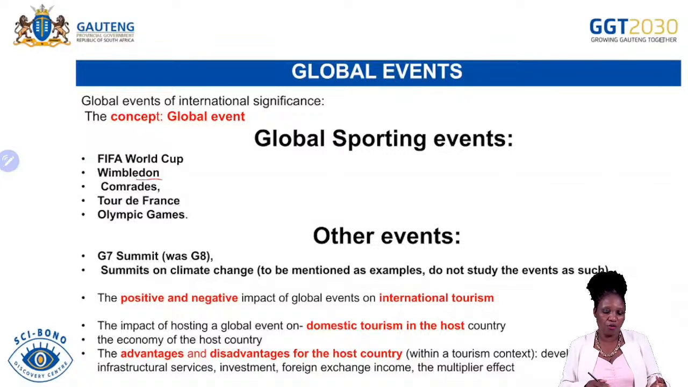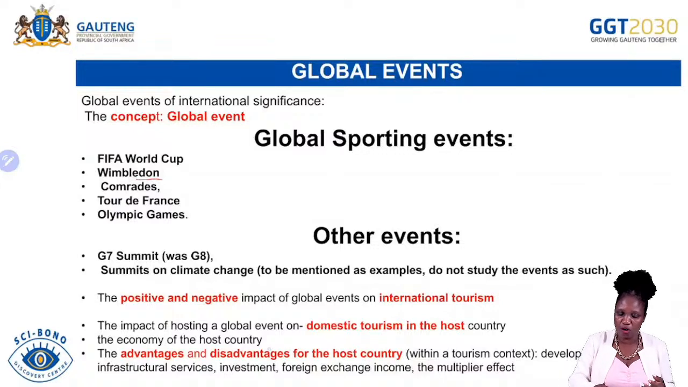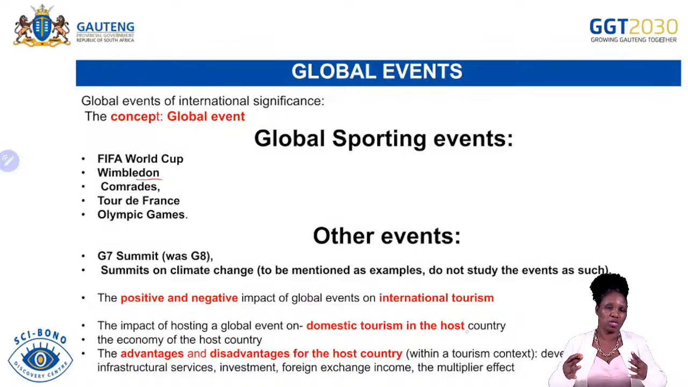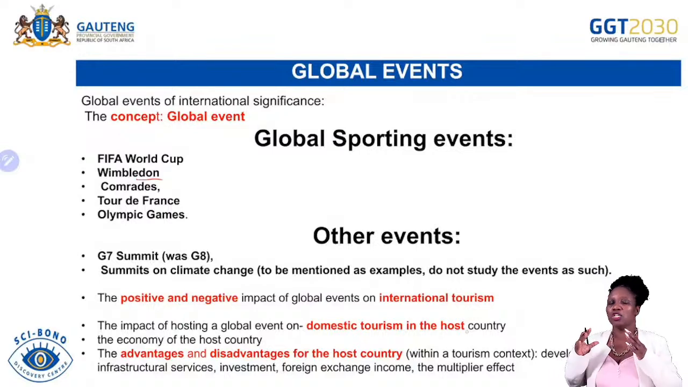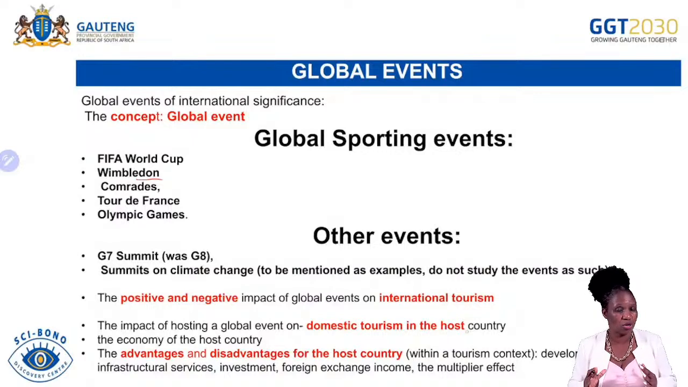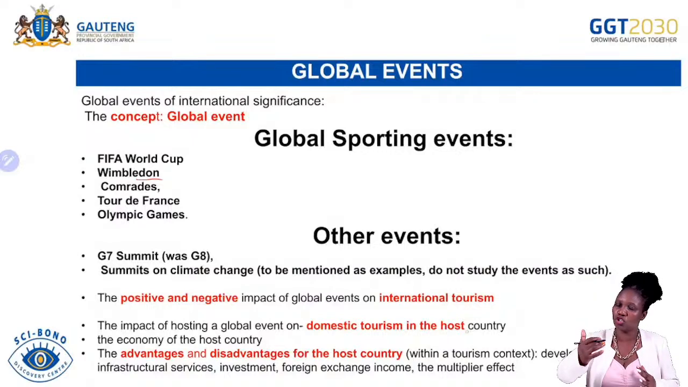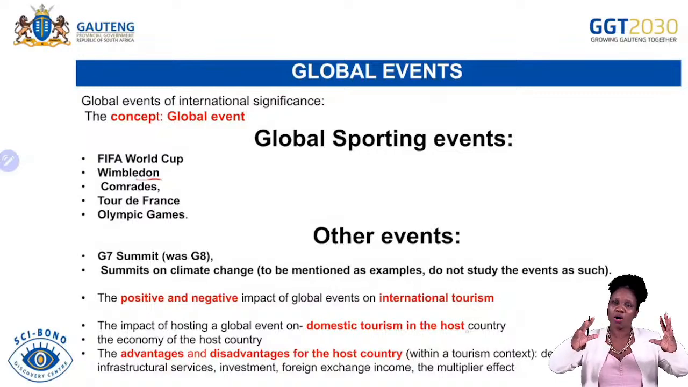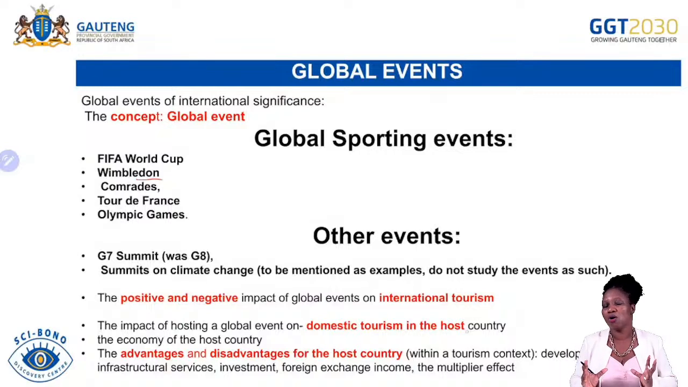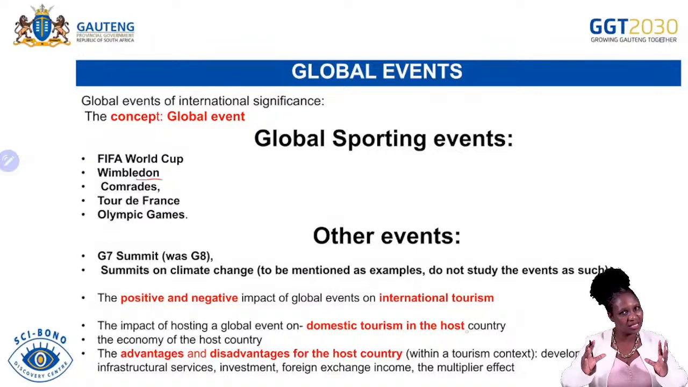Okay. All right. Then let's look at the impact of hosting a global event on domestic tourism in the host country. When we are looking at the domestic tourism, remember what domestic tourism is. Remember, I did this when we were in grade 10. When we're talking about domestic tourism, we're talking about tourism within the borders of the country. That is domestic tourism. What are the impacts of hosting a global event on domestic tourism?